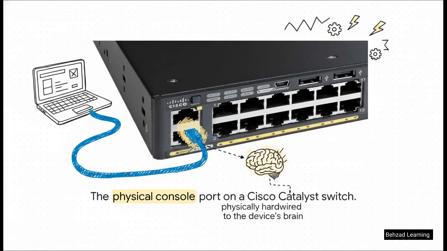Now, if the network is totally down, you obviously can't rely on it to reach your devices, right? You need emergency physical access. Check out the physical console port right here on this Cisco Catalyst switch. You take your laptop, grab a physical console cable, usually that classic light blue rollover cable, plug it directly into this port, and open up a terminal emulator. Boom! You are now physically hardwired straight into the device's brain.